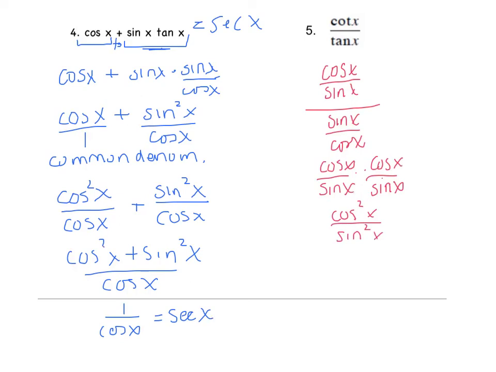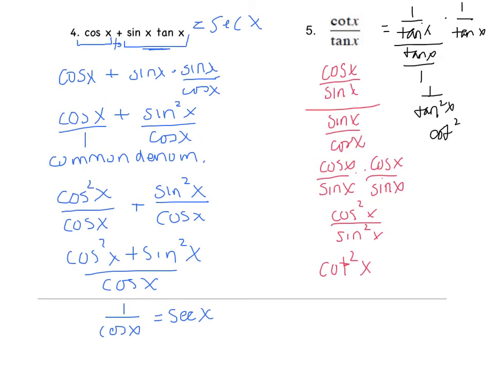which is cotangent squared x. Okay? Now, there is another way to do this problem, and I'm going to change colors and come up here. You could have realized that cotangent is 1 over tangent divided by tangent over 1, and flip that over, multiply. 1 over tangent squared is cotangent squared.